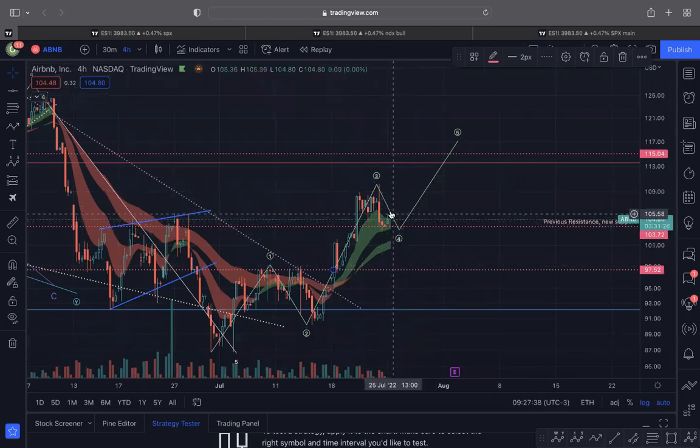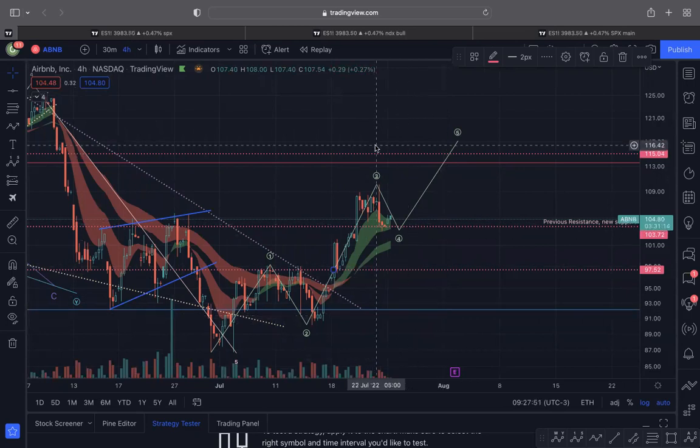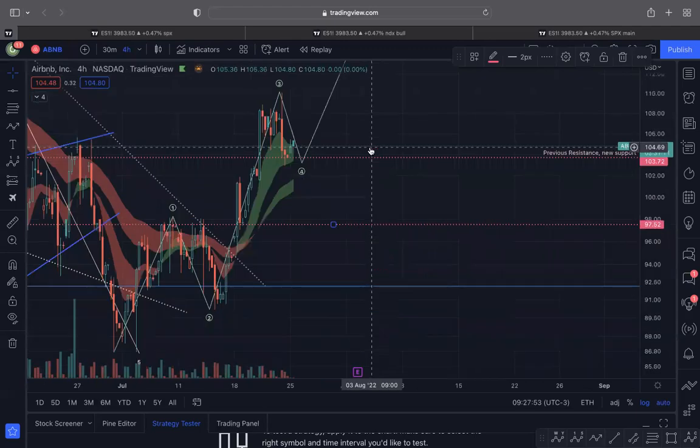Wherein we can establish support in the zone, we can go up to 115. If we break into this, then we're likely to come and retest 97. And if 97 breaks, 91. So those are the bull and bear alternatives for Airbnb.